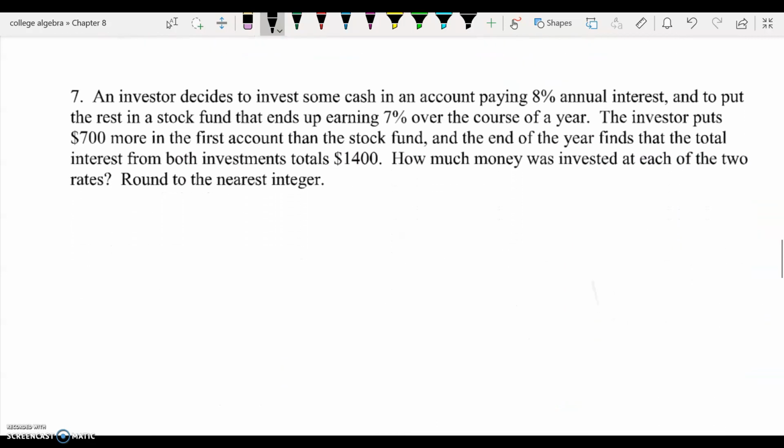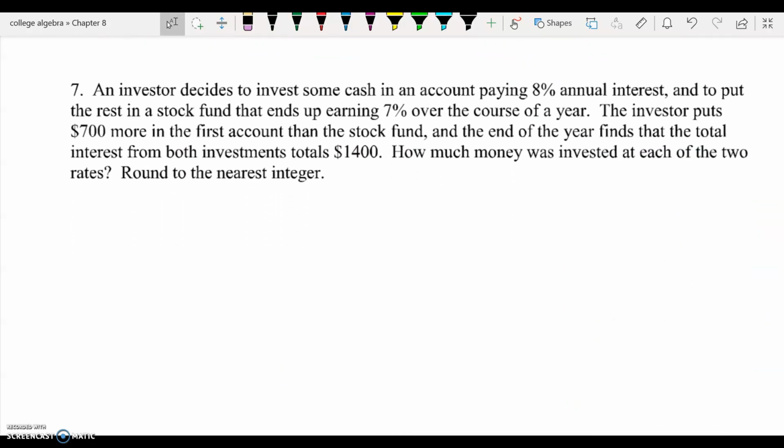I'm going to skip 6. Number 7 is really what you're going to see on the Hawks for the most part. So they give you two accounts. The first account, you need to know the 8%. The second account, which is a stock fund, you need to know 7%. So it says, we're going to use a linear system, so you have to write two equations.